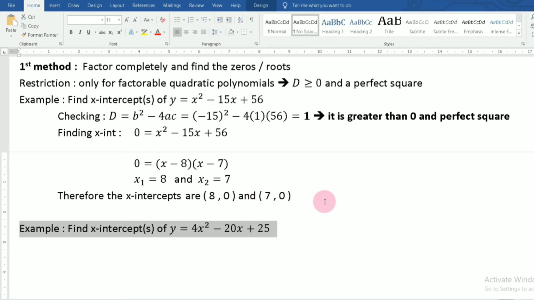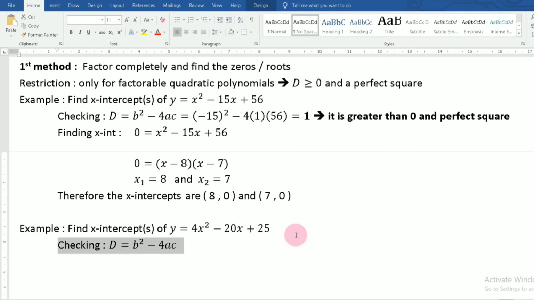Let's go to another example. Find the x-intercepts of this quadratic function. Before we bother to factor it, let's check whether this polynomial can be factored or not. By using the discriminant, I just substitute all of the b, a, and c by the numbers that we have, and well, it's 0. Since it is 0, it satisfies this expectation and it is factorable.